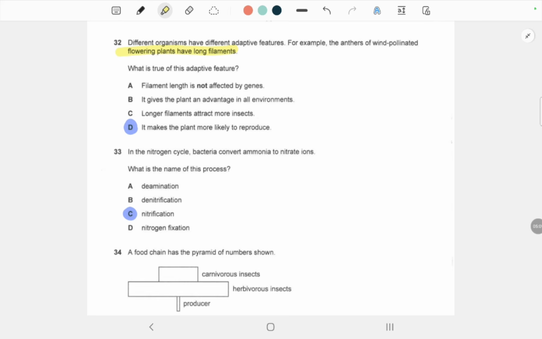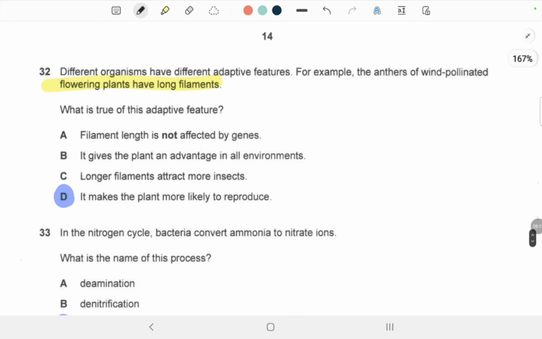You're more likely to reproduce. When I say that the filament is not affected by genes, of course it is affected by genes. It gives a plant an advantage in all environments? No, not in all environments. For example, if it is rainy, I cannot say that it will survive. No, because it survives upon wind, not on rain. So basically letter B is incorrect.